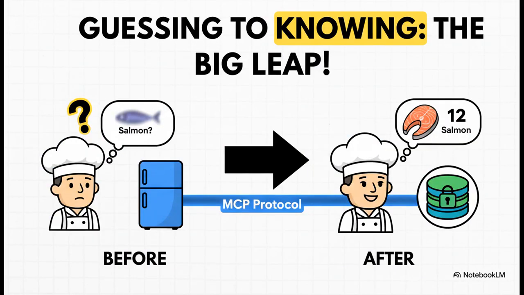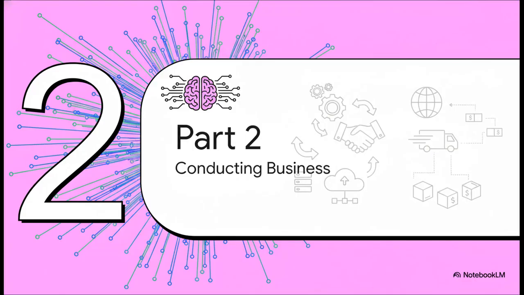And bam! This is its first huge leap forward. With MCP, our agent gets its first real skill. It can read the actual restaurant inventory right from the database. No more making up how many salmon fillets are in the freezer. It knows, for real. So, our agent has data.